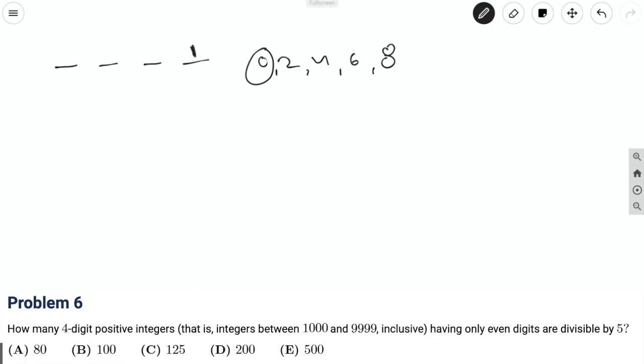Now let's look at the first digit. The first digit can be any of the even digits, but it cannot be 0 because a number cannot start with 0. So therefore, we have 4 possibilities to pick a 2, 4, 6, or an 8 for the first digit. The second digit can be any of the numbers because the second and third digit won't affect the divisibility by 5. So we can have 5 choices for the second digit and 5 choices for the third digit, giving us an answer of 4 times 5 times 5, which is 100, which is also answer choice B.